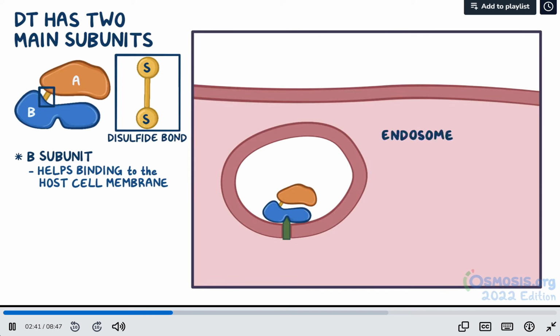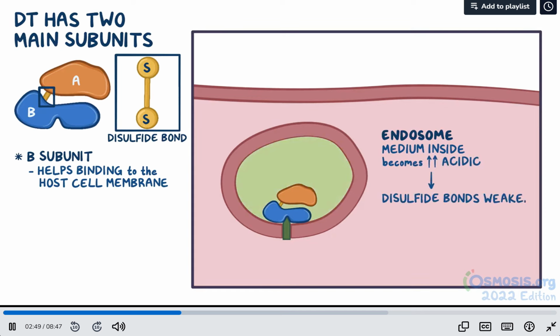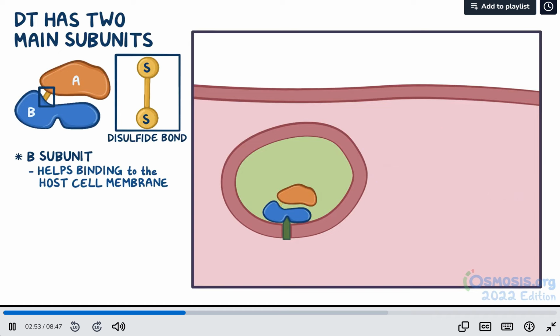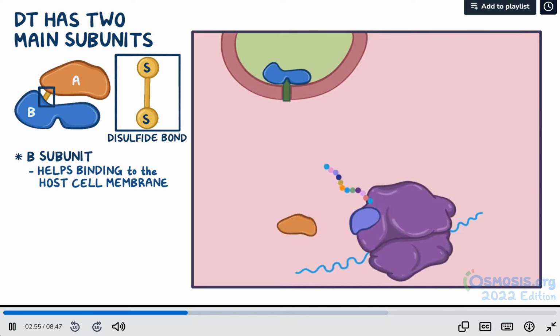Within the host cell's cytoplasm, the medium inside the endosome becomes more acidic, and as a consequence, the disulfide bond holding the two subunits together becomes weak and eventually breaks, separating the subunits. The A subunit then diffuses through the endosome membrane into the cytoplasm, where it goes straight to the ribosomes. Here it interferes with cell protein synthesis.